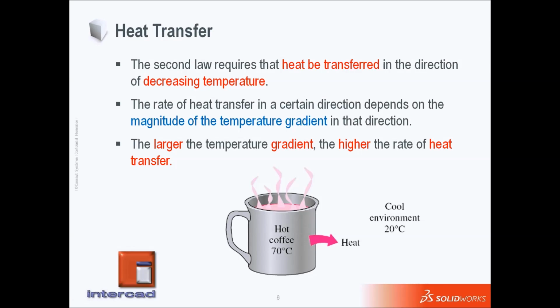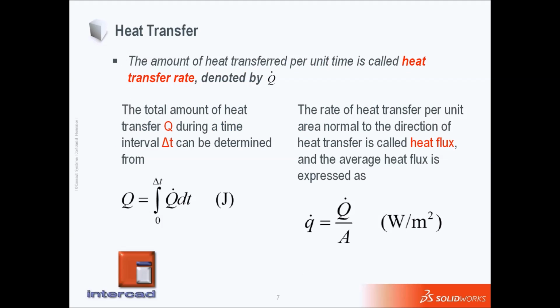Let's focus more on heat transfer. Based on the second law of thermodynamics, heat transfers in a direction that decreases the temperature. And the rate of heat transfer in a certain direction is highly dependent on the magnitude of the temperature gradient in that direction. Therefore, if you have a larger temperature gradient or temperature difference, you will have a higher rate of heat transfer. So that is the basic law, and it makes a lot of sense, and you observe it in your daily activities.